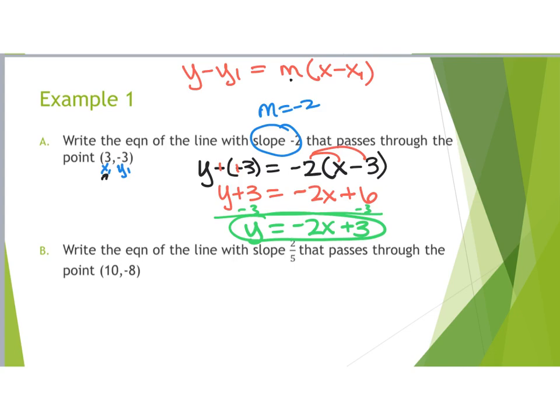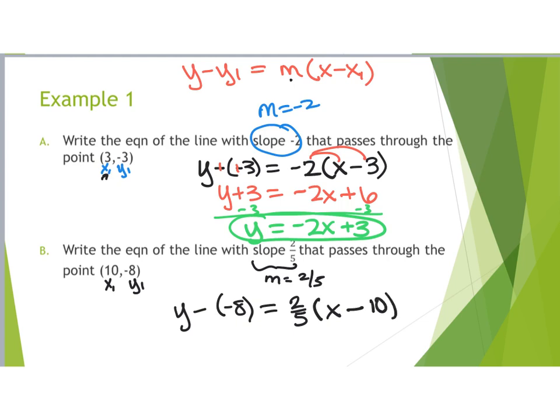So for part B, it says write an equation of the line with a slope of 2/5, and it passes through the point 10, -8. So again, I have x1, y1. This here is my m equals 2/5. So point-slope form says that I have y minus my y1, which is -8, equals m, or my slope of 2/5, times x minus x1, which is 10. So I just plugged everything into the point-slope formula.